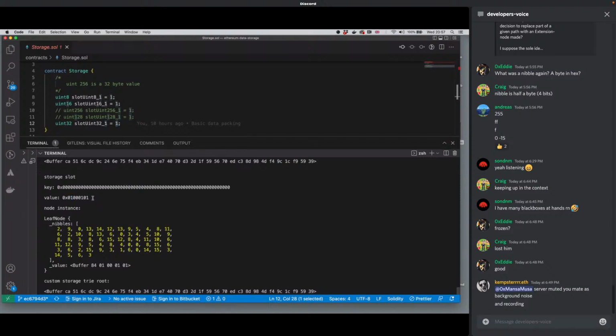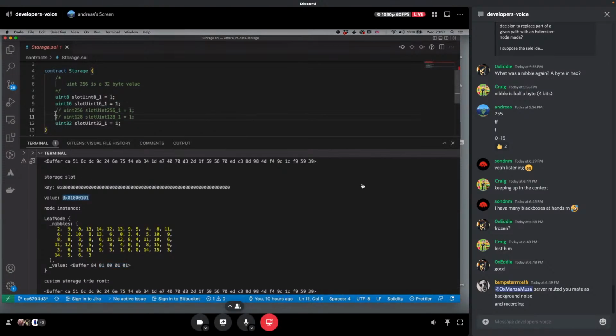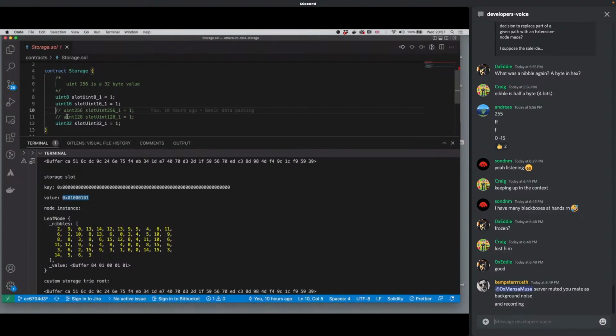It optimizes space. You can see the RLP encoding down here. You can see that it's 84, so it's like four bytes of information, and these bytes of information are the value. Now look what happens if I change it and I just stick a value of 128 in there.